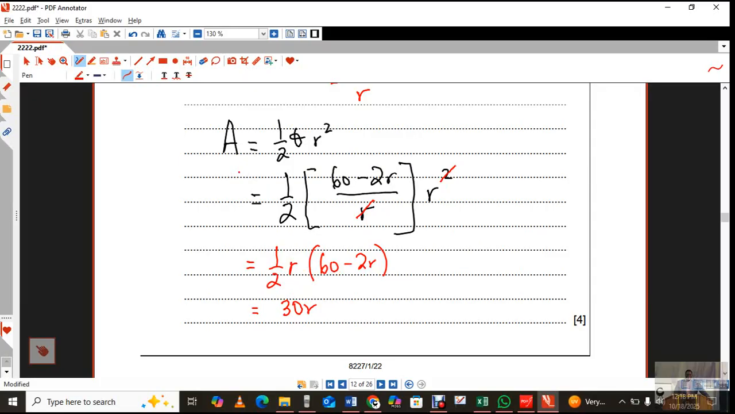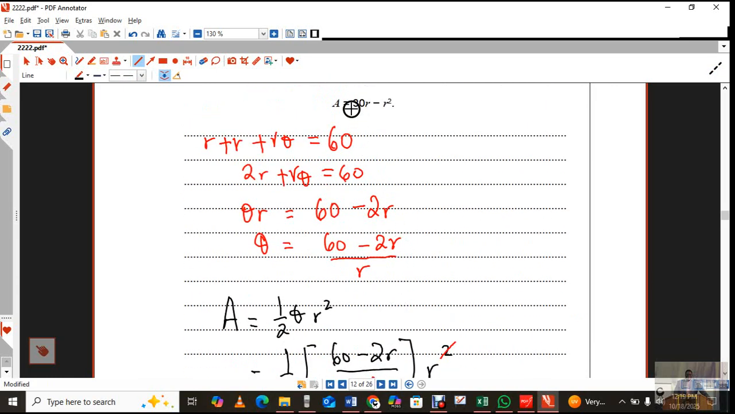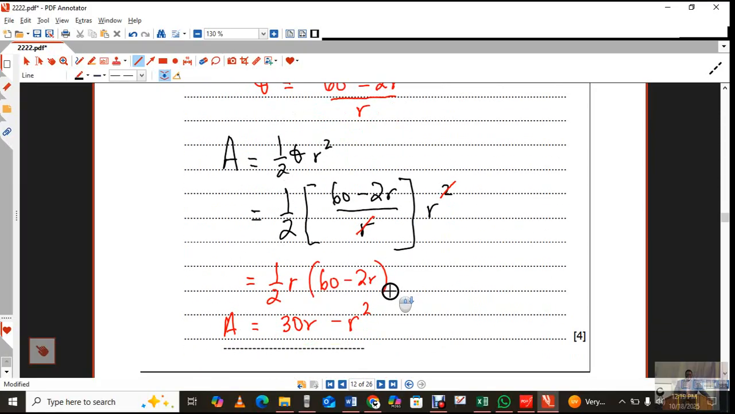So at the end of the day, if you multiply half over, you're going to get minus r squared, which is the area. And this was what we were supposed to prove. It was given to us, we were just supposed to prove that. Let's compare. It's 30r minus r squared. There we go.